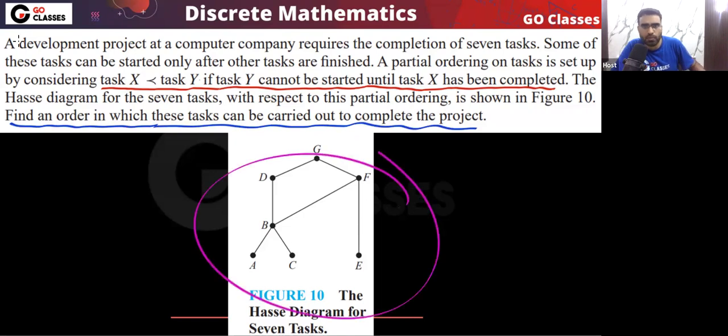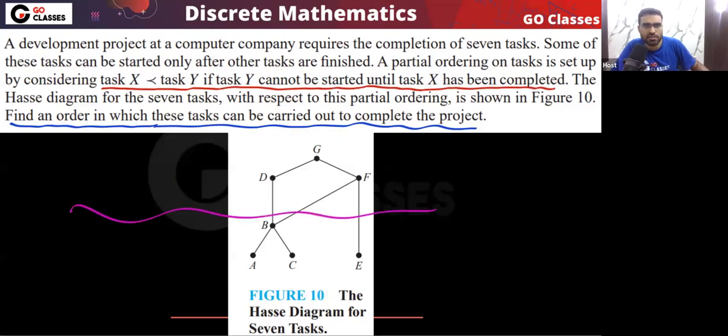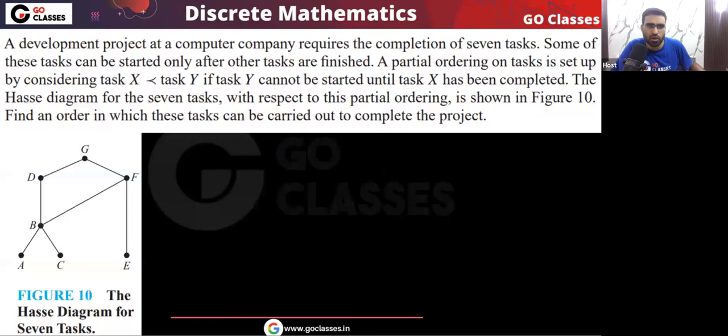I want to complete the project. I need to do these 7 tasks. So tell me, in which order can I do these tasks? And the question is already saying that if B is related to D, then you cannot start D before completing B. Or I can say, because B is related to D, B will happen before D, or D will happen after B. Very simple. So ultimately, what we need to find out is the topological order.